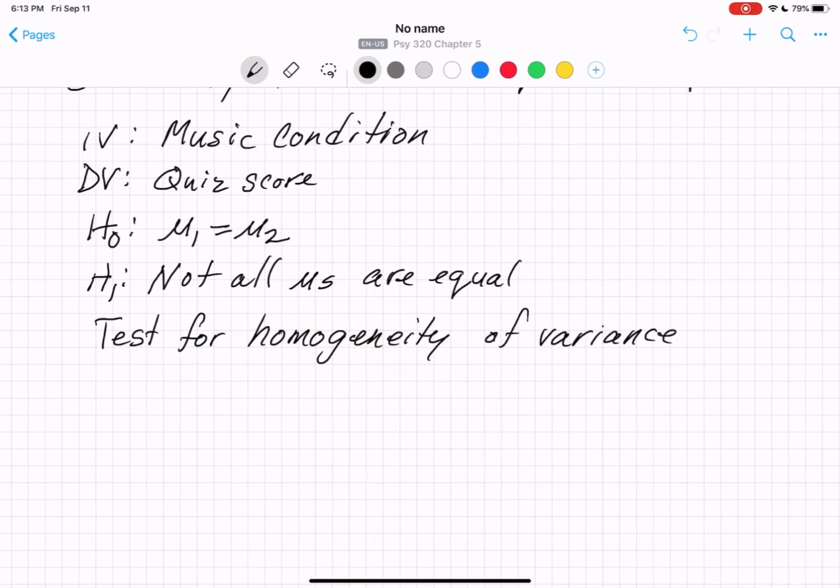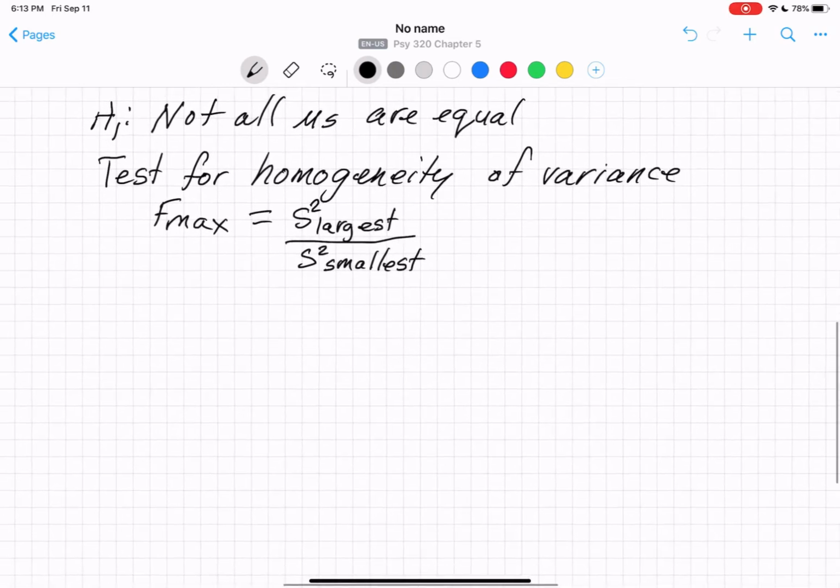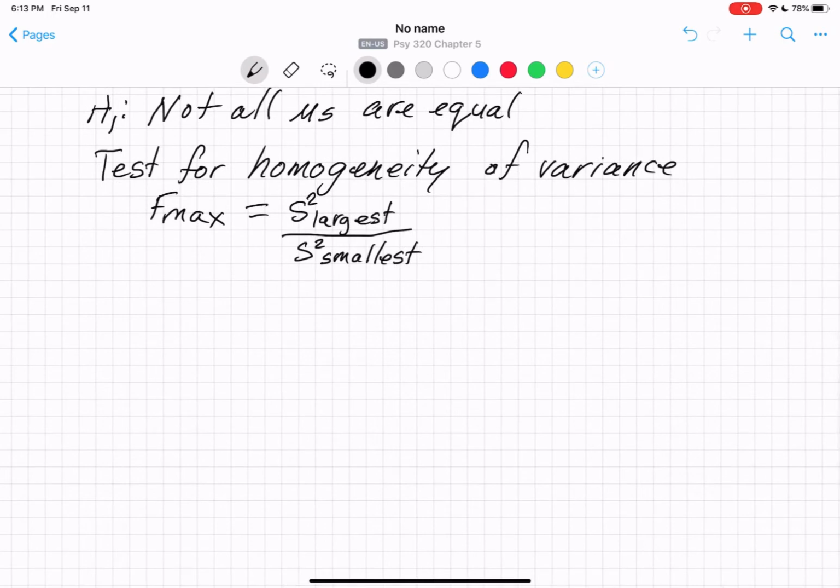So we're going to start that. Just a reminder, F max is what we're going to calculate, and that is S squared largest divided by S squared smallest. Before we can calculate F max, we need to find our group variances.